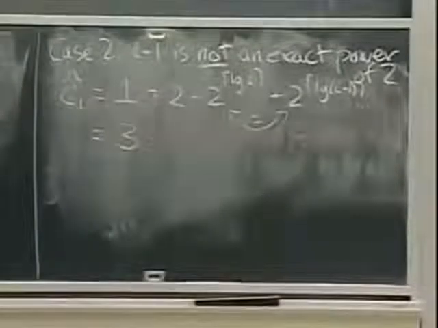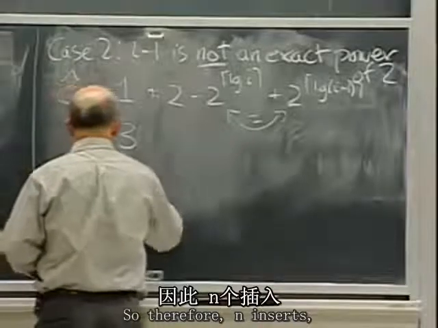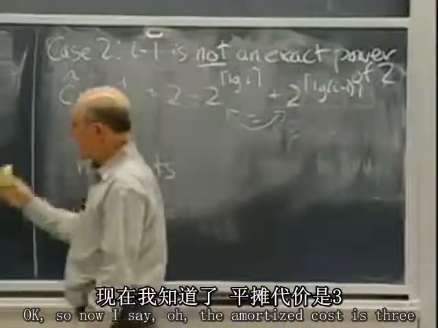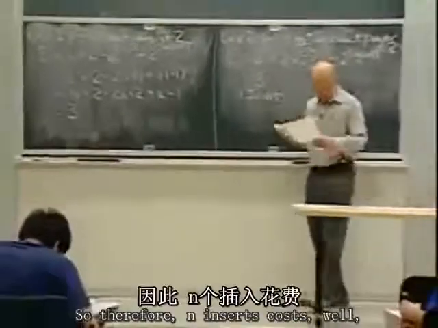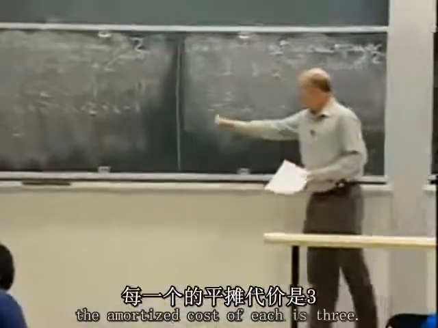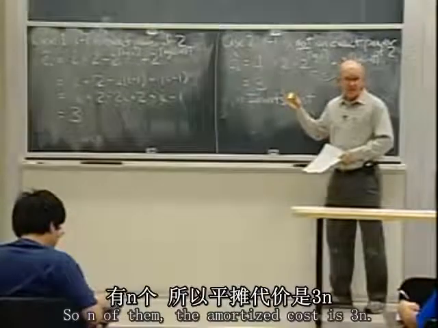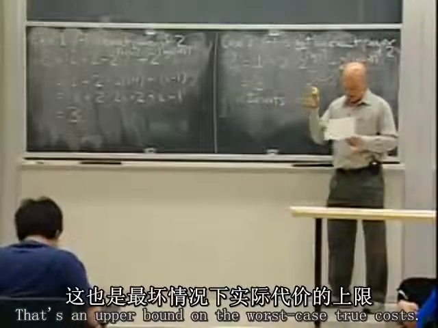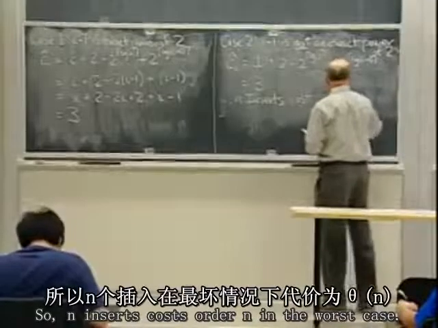Okay. So therefore, n inserts. Now I say, the amortized cost is 3 for every insert. So n inserts cost, well, the amortized cost of each is 3. So n of them, the amortized cost is 3n. That's an upper bound on the worst case true costs. So n inserts cost order n in the worst case.